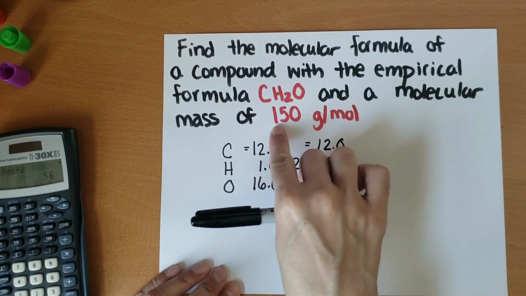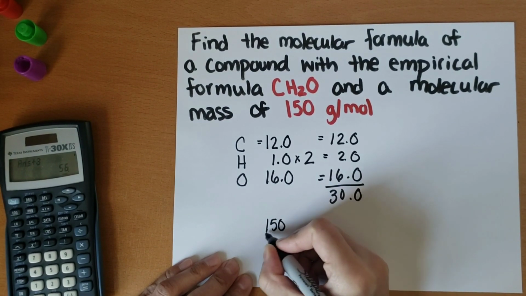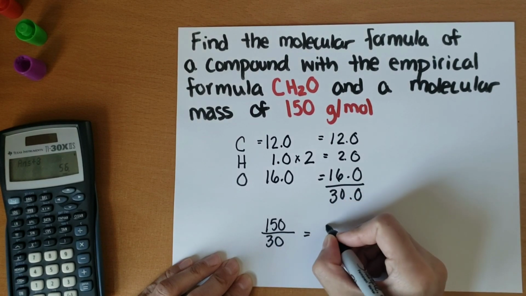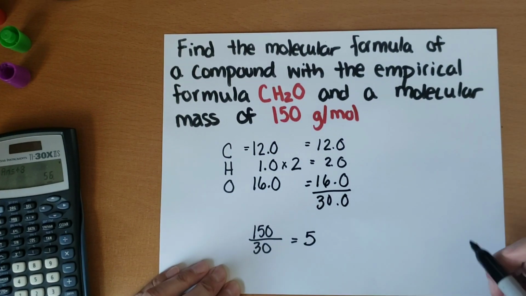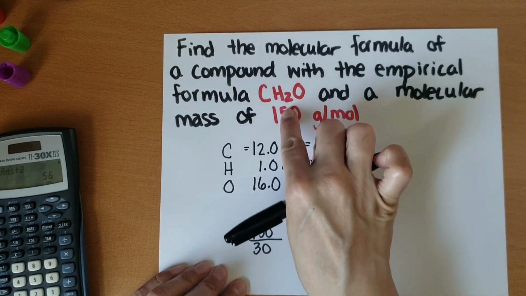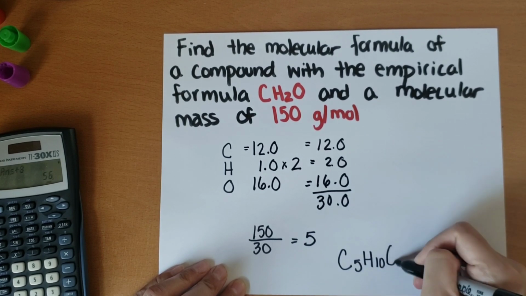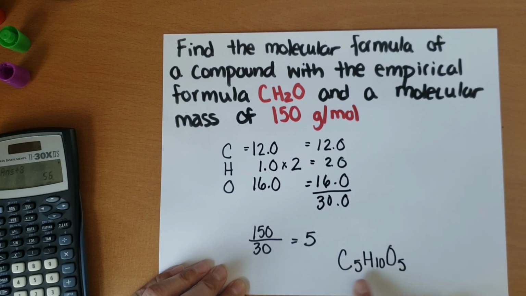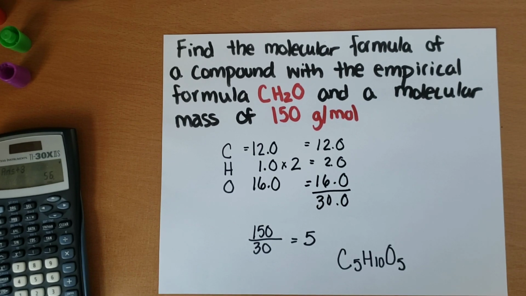Next step, divide the molecular mass by the empirical mass. And the last step is to take this whole number and distribute it through your empirical formula. Make sure you don't just write it in front of the formula, but you actually distribute it. So that becomes C5H10O5. So this is a 5-carbon sugar, sometimes called pentose and sometimes called ribose. Maybe you've heard of deoxyribonucleic acid. This is the sugar that is part of that vitally important molecule.